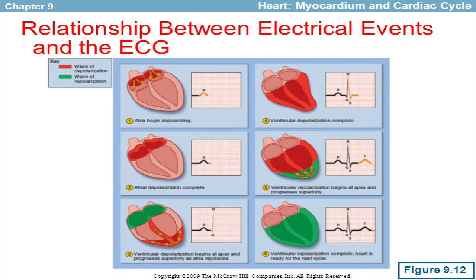The QRS complex represents ventricular systole and rise in pressure is shown. The T wave occurs as the ventricles relax, representing ventricular diastole.